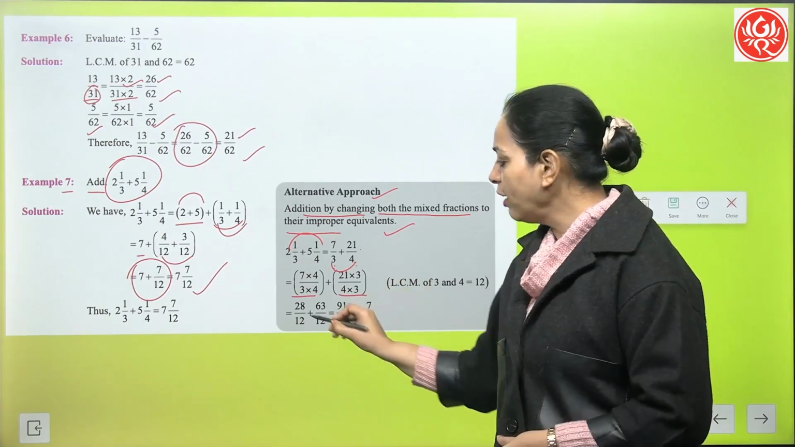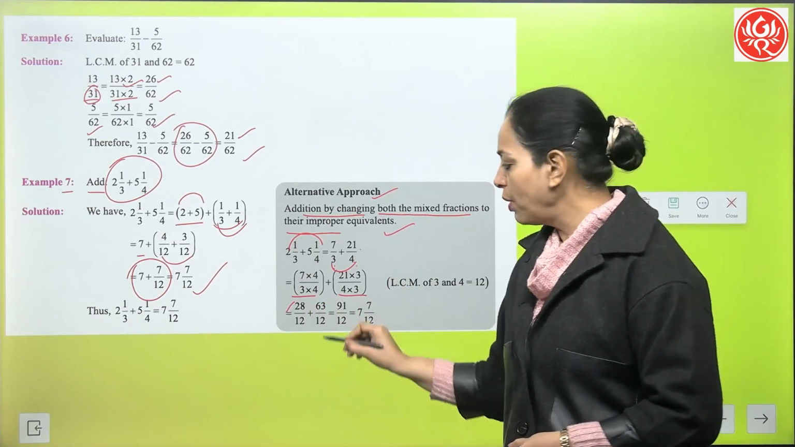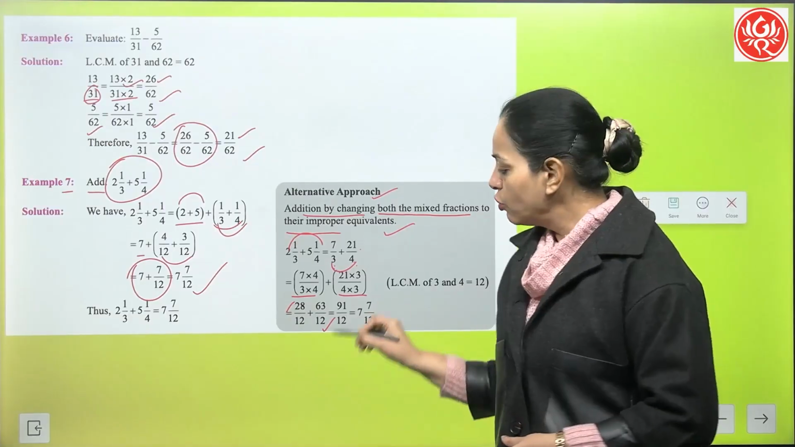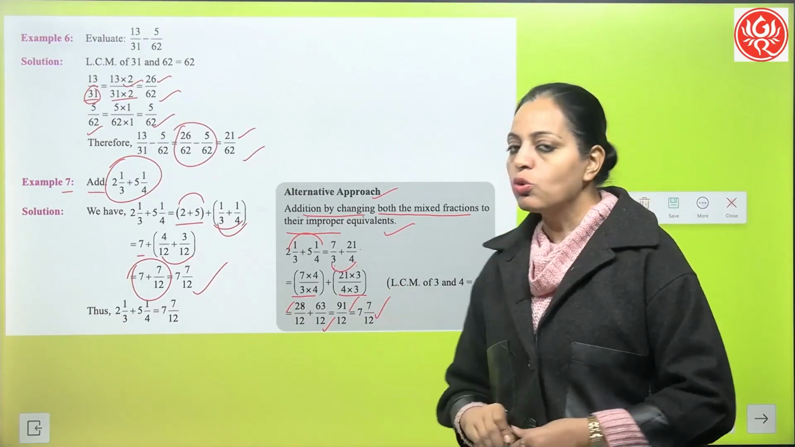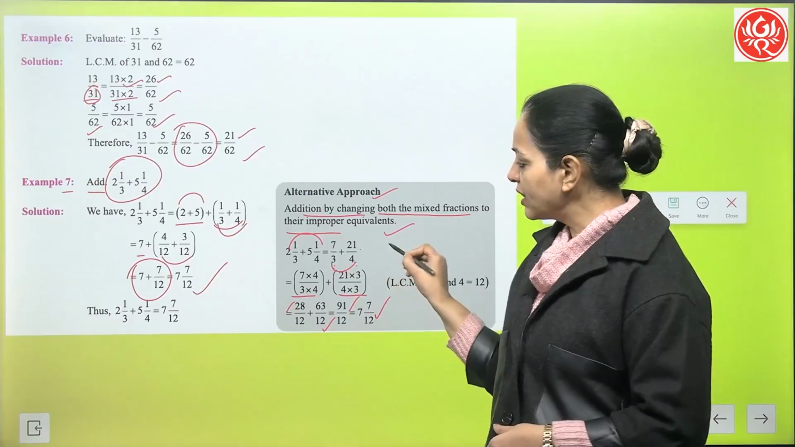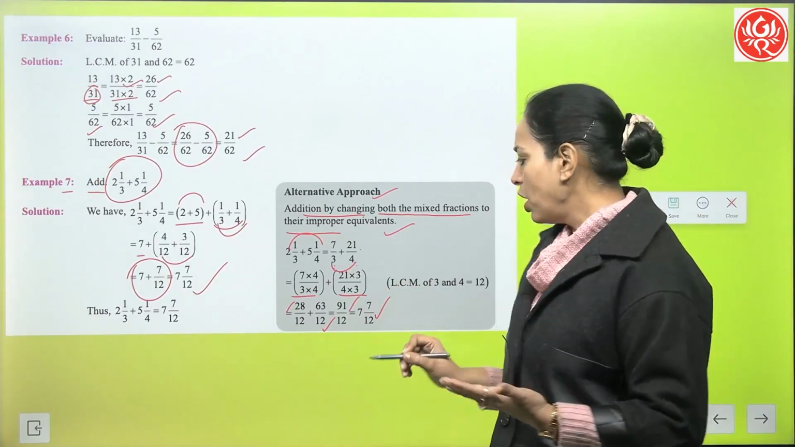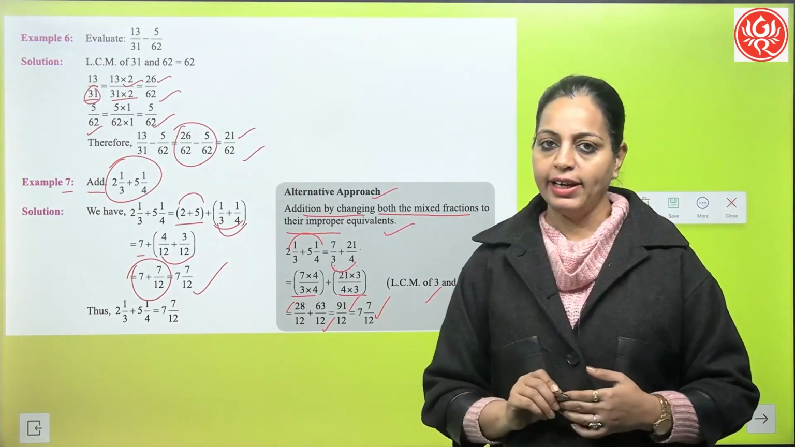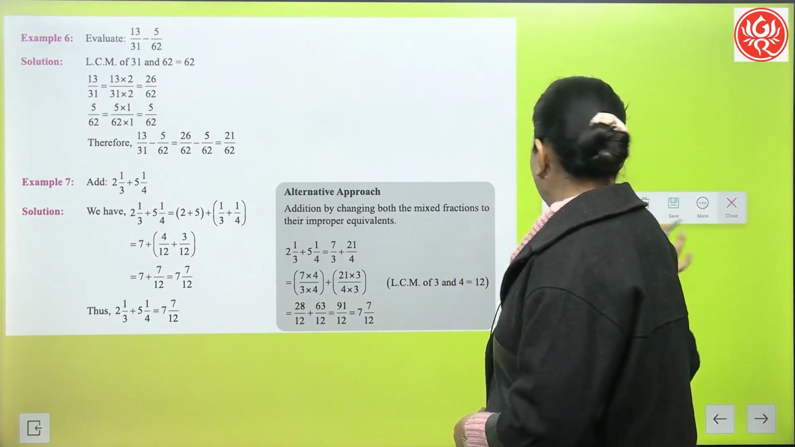So what are we getting? 28 upon 12 plus 63 upon 12. Add the numerators. So the answer is the same. I think this is the better way. Whatever you like, you can do it by any way. I hope these are clear to you.